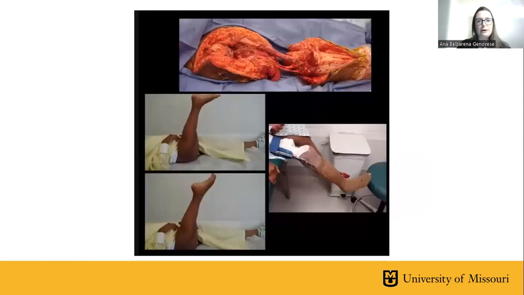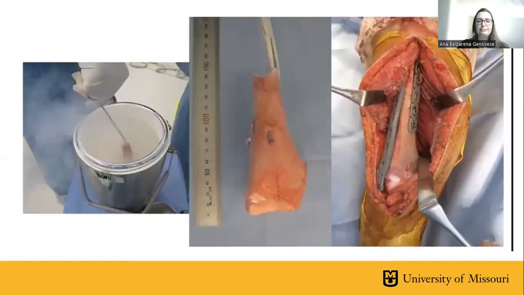Here's the intraop procedure. It's a complex procedure in the sense that it requires a lot of anatomy knowledge and dissection, but you don't need a lot of metal or expensive things. With your dissection and a plate, you have your rotation plasty.